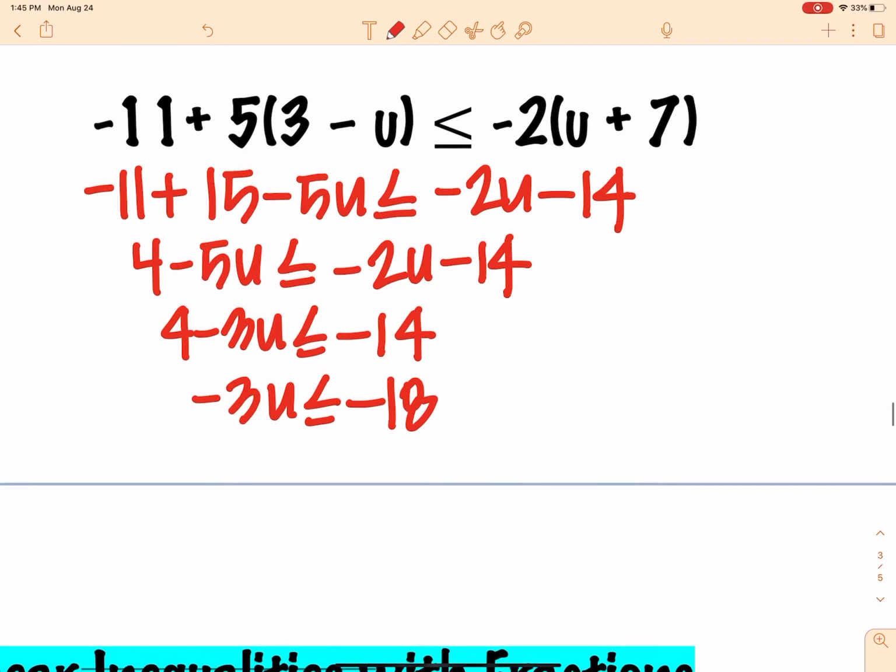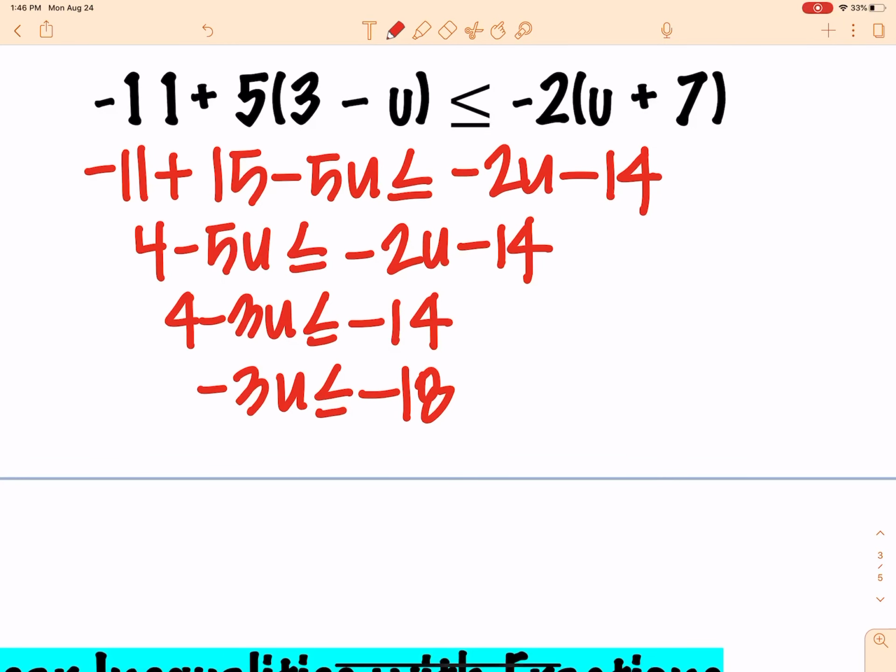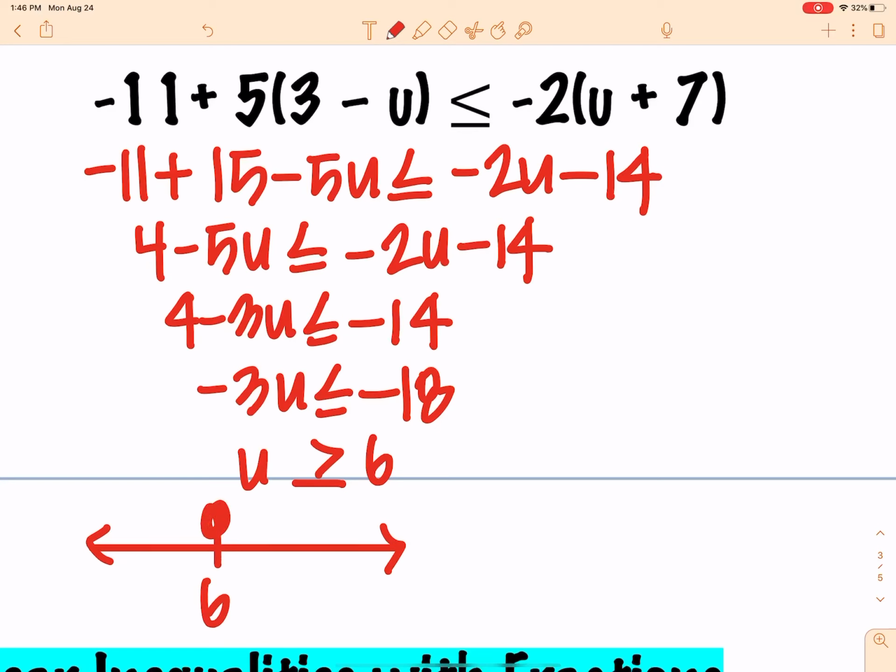And notice again, this is where people can make sloppy mistakes. I'm dividing by a negative, so I'm going to remind myself by switching the sign. So then u becomes 6. And now we go to graph it using a closed circle to the right. And then my interval will be bracket 6 going to positive infinity.